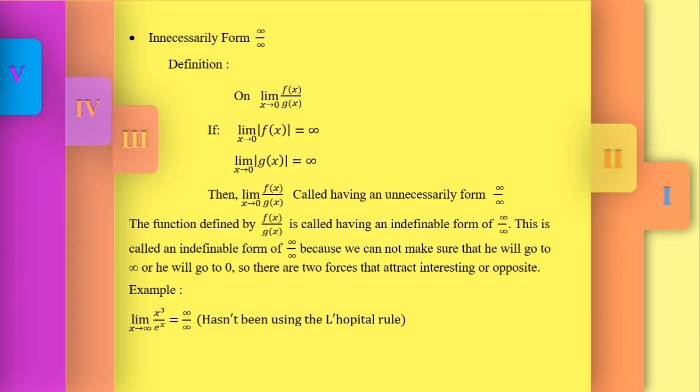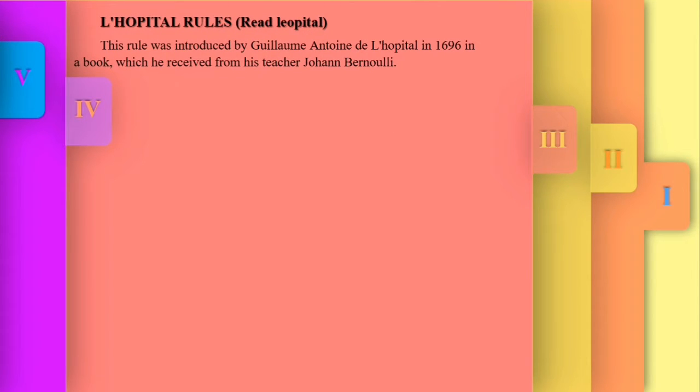Example: the limit as x approaches infinity of x cubed over e to the power x equals infinity over infinity, without using L'Hopital's rule. L'Hopital's rule. This rule was introduced by Guillaume de L'Hopital in 1696 in a book, which he obtained from his teacher, Johann Bernoulli.